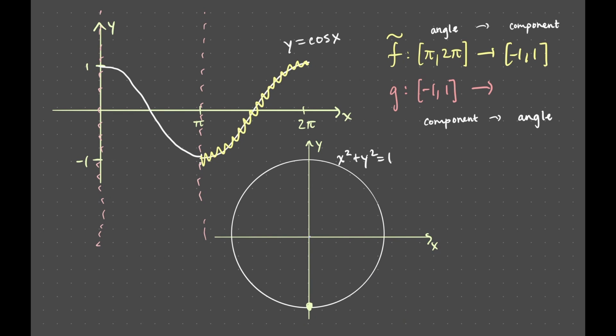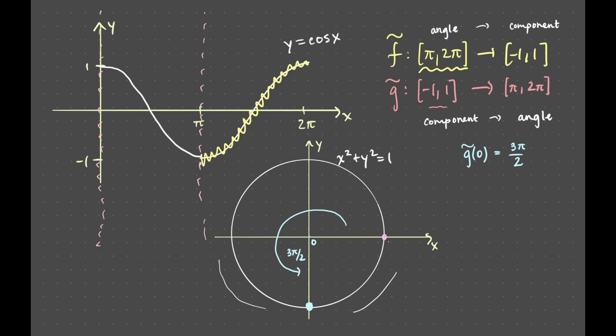Let's call this alternate restriction f tilde, which we're thinking of as a map defined on the interval from pi to 2 pi. And let's call the corresponding inverse g tilde. Now, g tilde still takes in horizontal components in [-1, 1] to produce angles, but now the resulting angles live in the interval from pi to 2 pi. In terms of the unit circle, these angles produce points along the bottom of the circle. For example, the horizontal component of 0 is achieved by the rotation angle of 3 pi over 2, so this means that g tilde of 0 equals 3 pi over 2. And the horizontal component of 1 is achieved by the rotation angle of 2 pi, so this means that g tilde of 1 equals 2 pi.